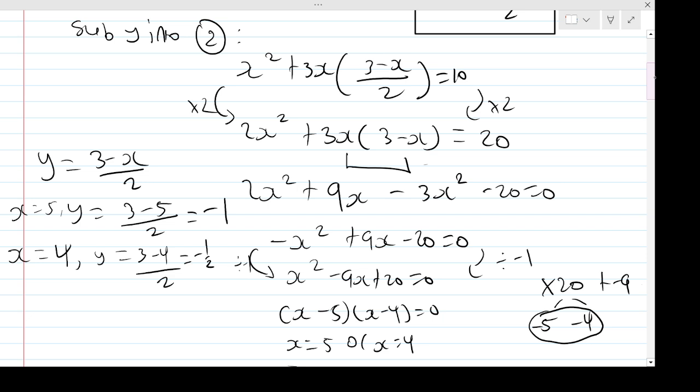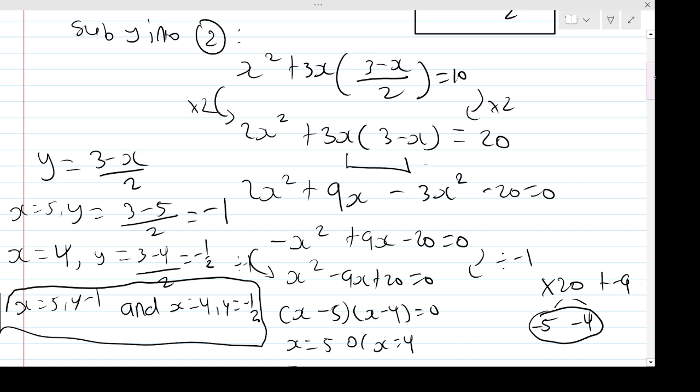So in summary, we can say the solutions are x is 5, y is minus 1, and x is 4, y is minus a half, okay? So that's our solutions, and that's how we write it, right? So you get a pair of solutions, x and y.